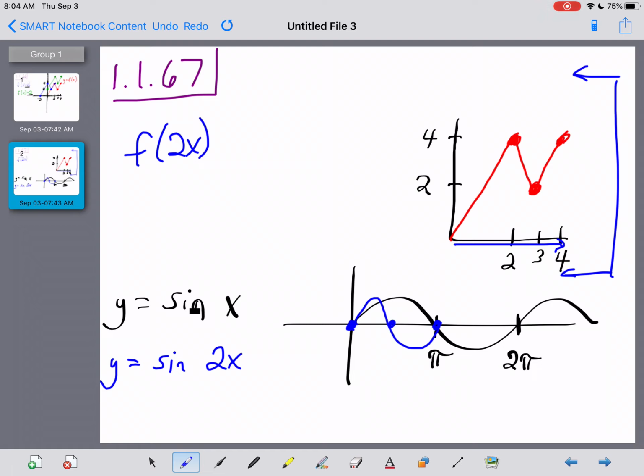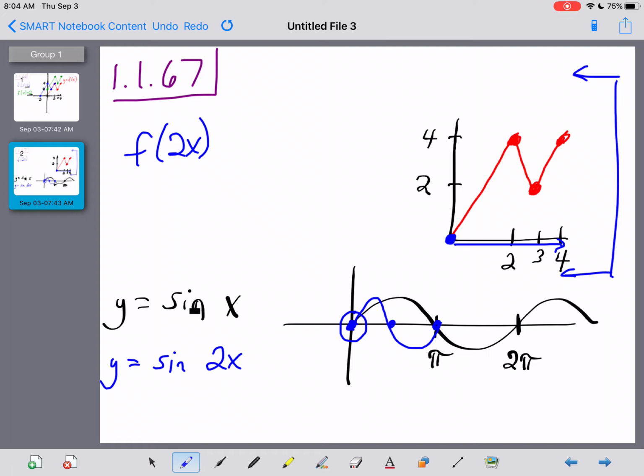So here's what happens. Notice back down here on the sine wave that both sine of x and sine of 2x started at the same point. That didn't change at all. Well, that same thing happens for us right here. The original red function started at 0, 0. Compressing that isn't going to change that point at all. That is still going to be 0.